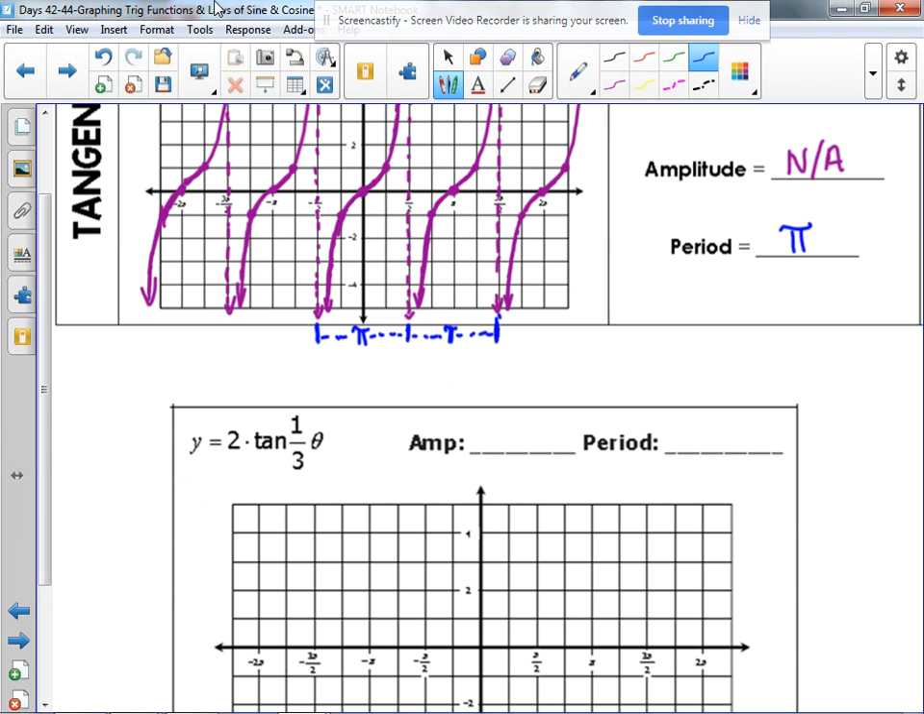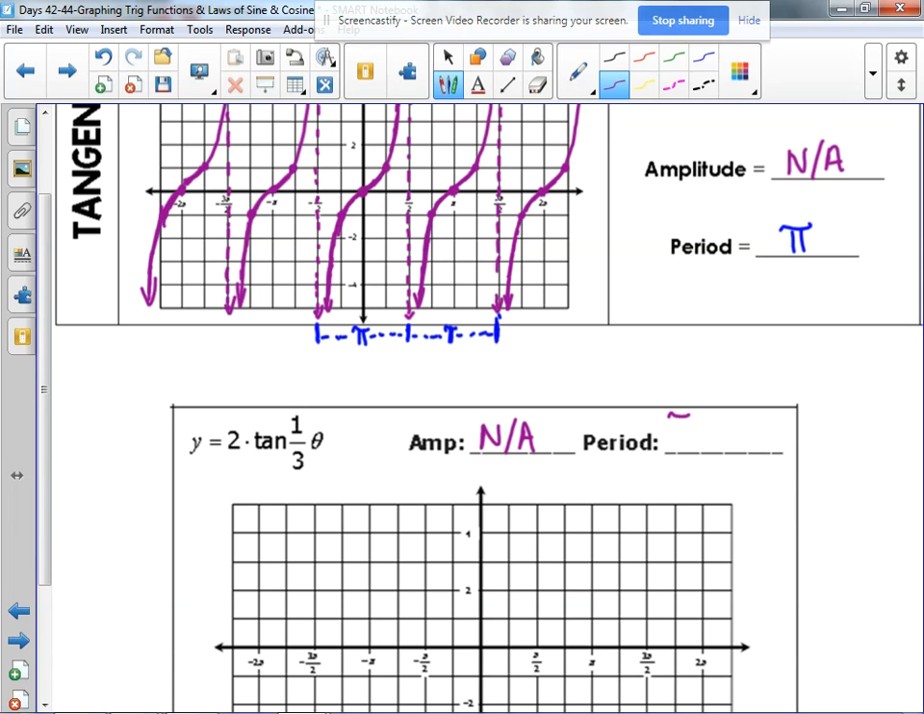Okay, so again, if we look at a transformation here, 2 times tangent of 1/3 theta, that's not pi, that's theta. Even though it's being multiplied by 2, technically it still does not have an amplitude. We're going to put not applicable there because it does not have an amplitude. Now, the y values are going to get taller, but we don't talk about that in terms of amplitude.